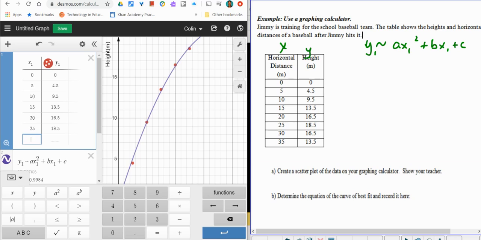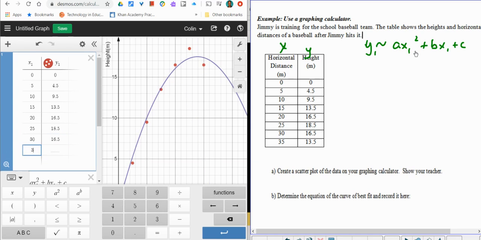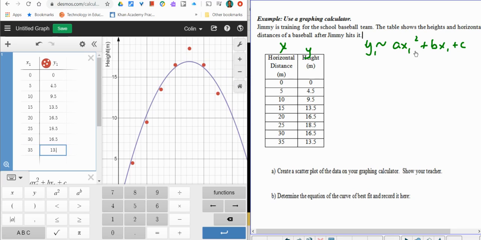Again, pause the video if you want to do this ahead of me and try to analyze it without me, and then you can watch the video afterwards to see if you were on the right track. 35 and 13.5. Okay.